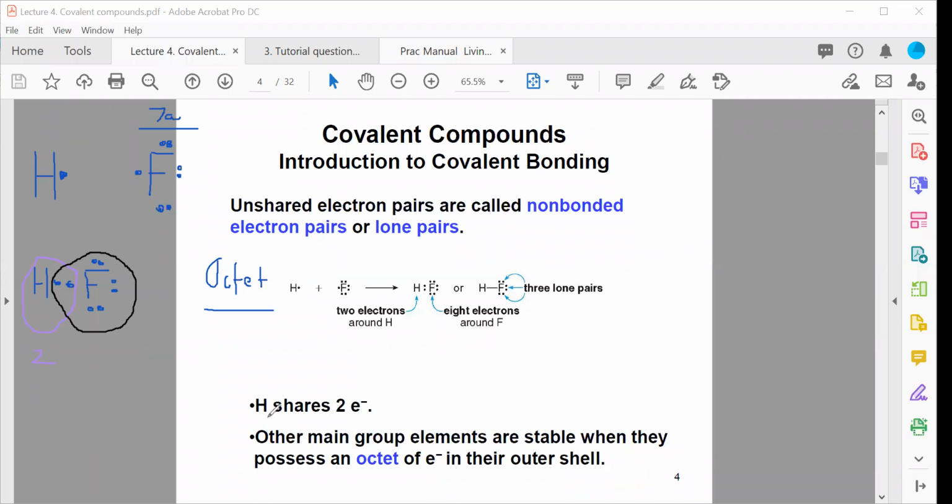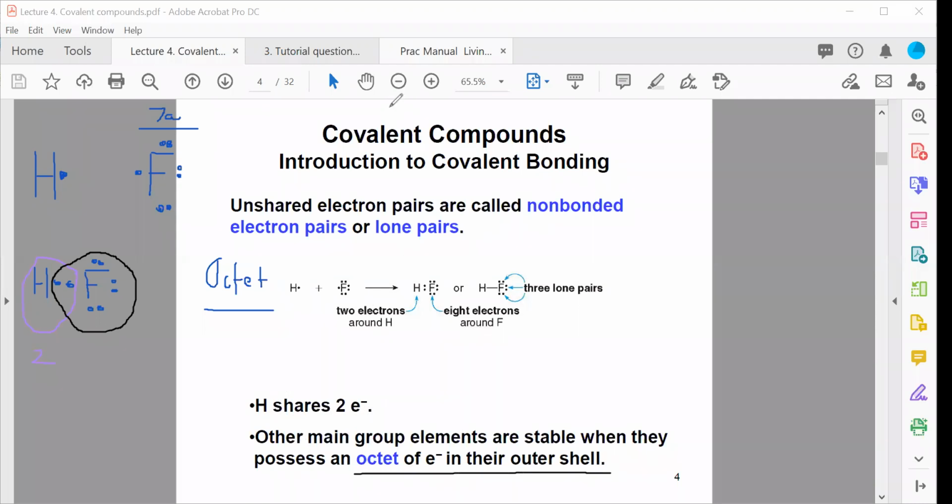All right. So hydrogen shares its 1 electron, but it only needs to be surrounded by 2 electrons. So remember this as the exception. Many of the other main group elements, though not all, there are exceptions, are stable when they possess an octet of electrons in their outer shell.